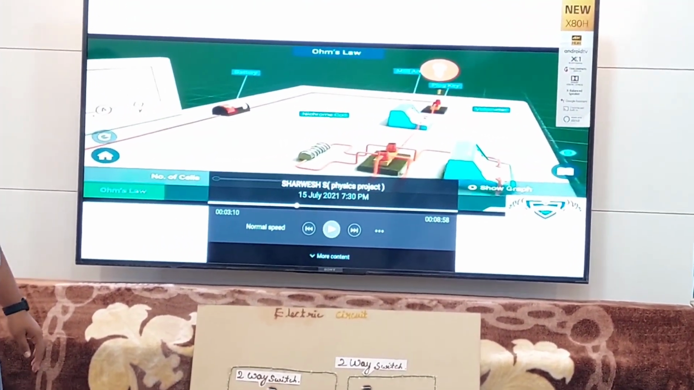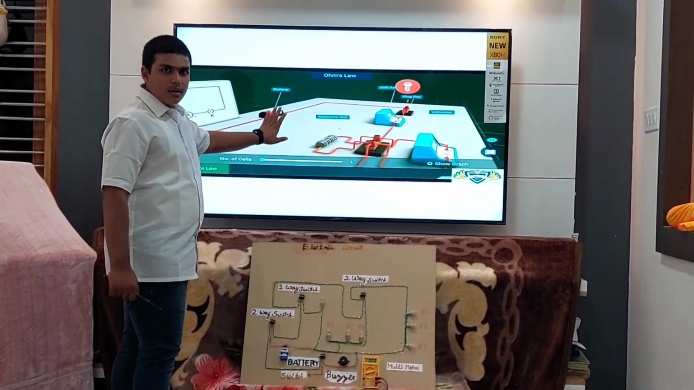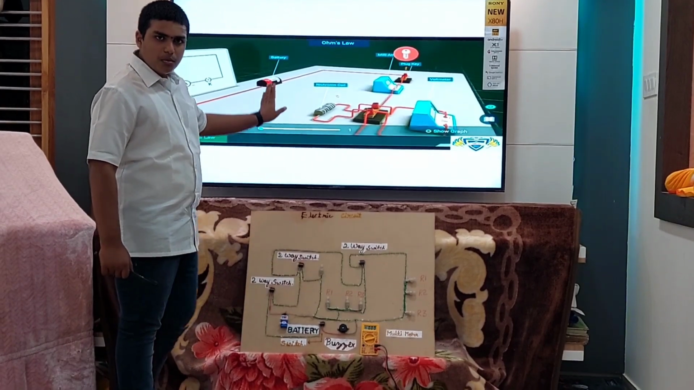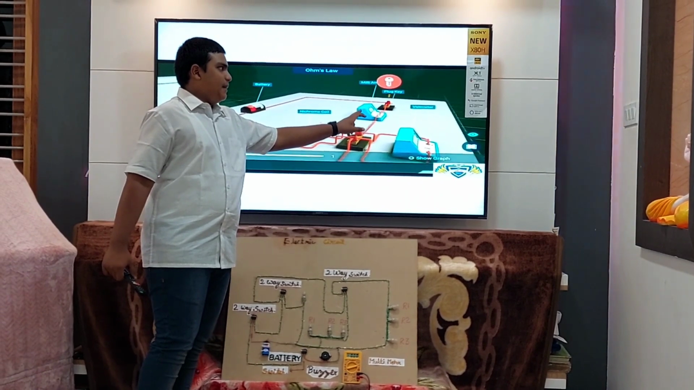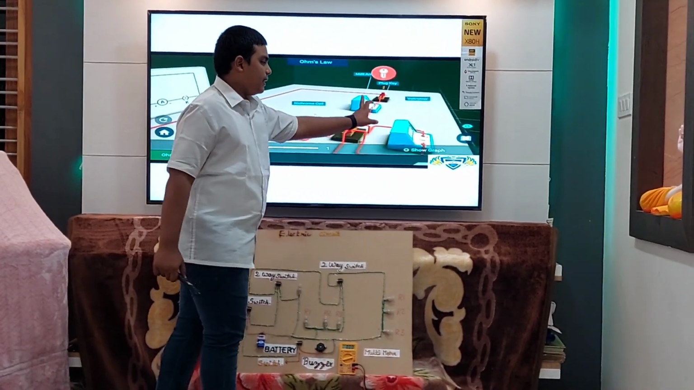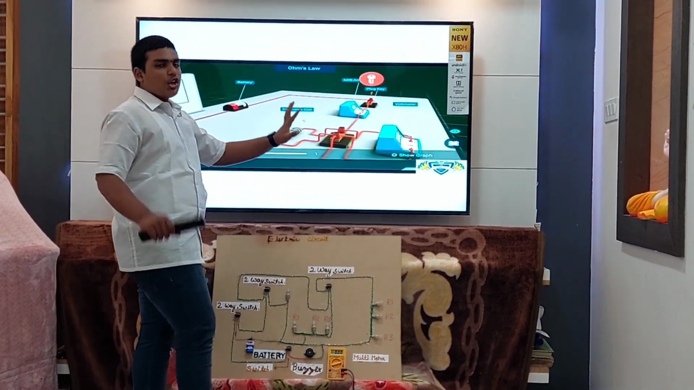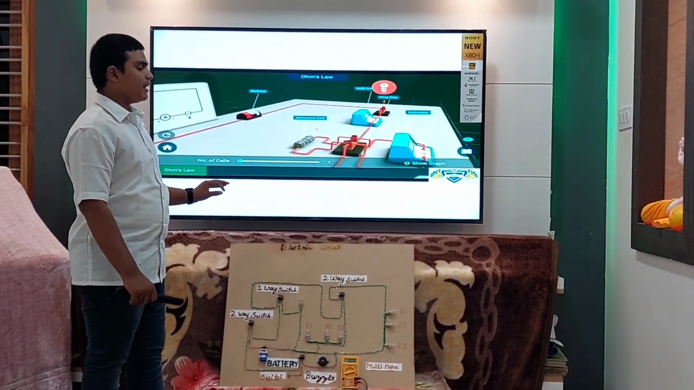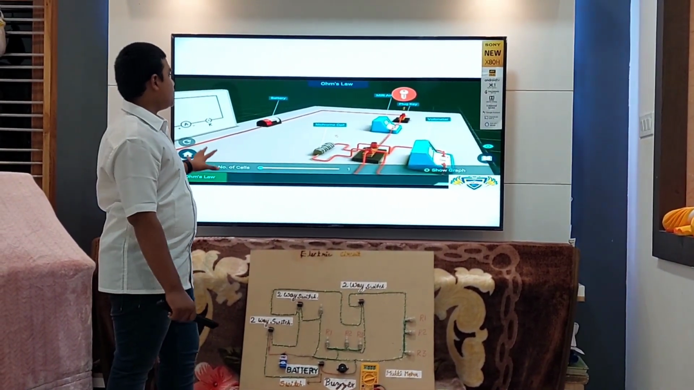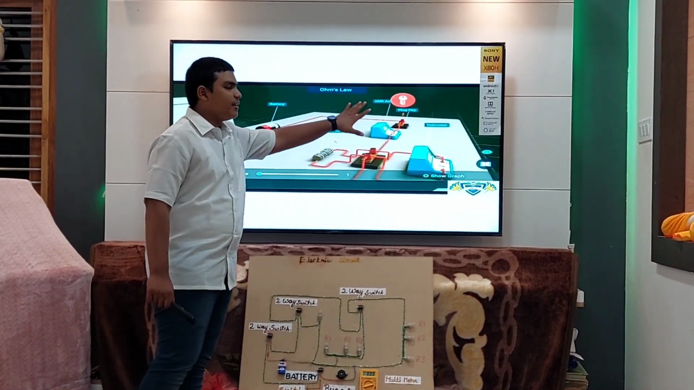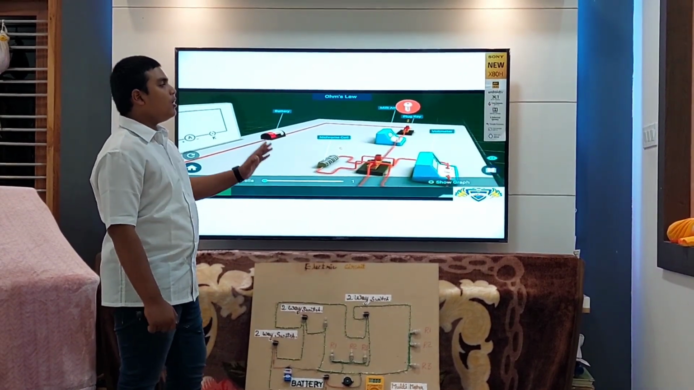It is connected here. There is a battery for Ohm's law, and there is a plug key, a milliammeter, a voltmeter, and a nichrome wire taken as a coil. So this circuit is known as Ohm's law verification. Let me see how.